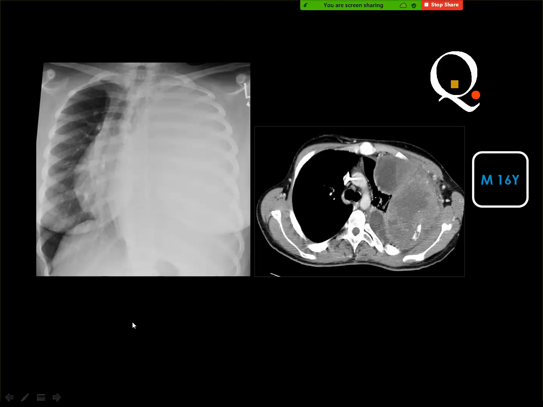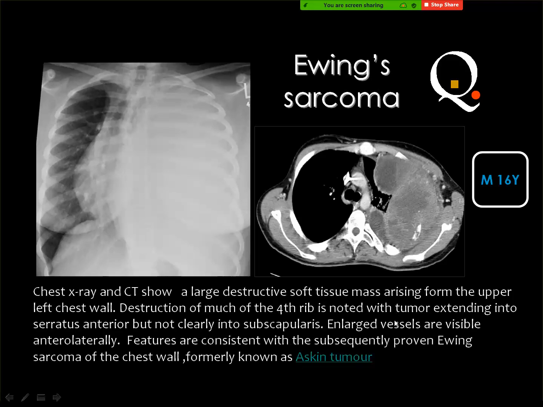Then there is a large mass in the left lung. Yes, and this is bronchogenic. This is not 16 years. This patient is Ewing sarcoma. Ewing sarcoma. Very good. This is Ewing sarcoma of the chest wall. But I have recently seen many cases that are younger than 18 years, and they develop bronchogenic carcinoma because of cigarette smoking.